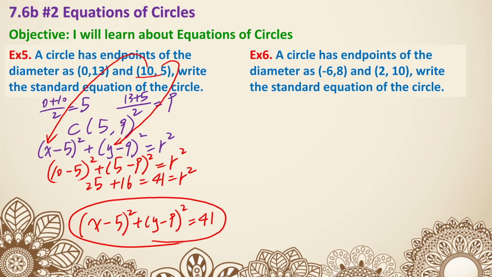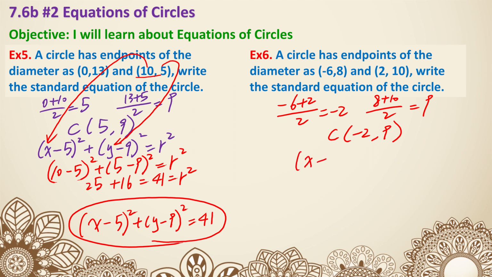Example 6. A circle has endpoints of the diameter at (-6, 8) and (2, 10). Same thing. Let's find the midpoint. -6 plus 2 divided by 2, that's -4 divided by 2, so -2. 8 plus 10 divided by 2, that is 18 divided by 2, which is a 9. So I can easily write the center, that is (-2, 9). After that, I can use that to write the general form of the equation. Since -2 is going to become +2 inside the parentheses, it's (x plus 2) squared plus (y minus 9) squared, that equals r squared.